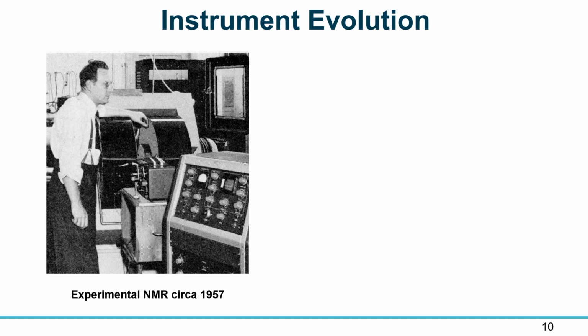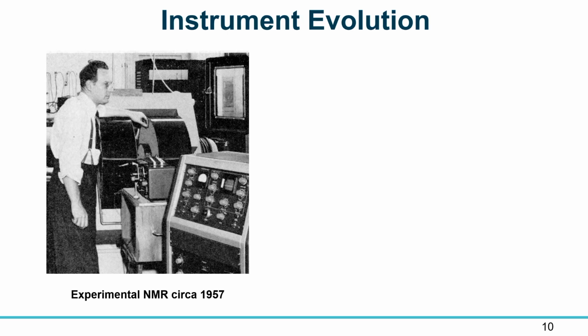The first NMR spectrometers were developed in the 1950s. They are often referred to as continuous wave, or CW, NMR instruments, because they operated very differently than current instruments by continuously changing the magnetic field strength instead of changing the radio frequency.